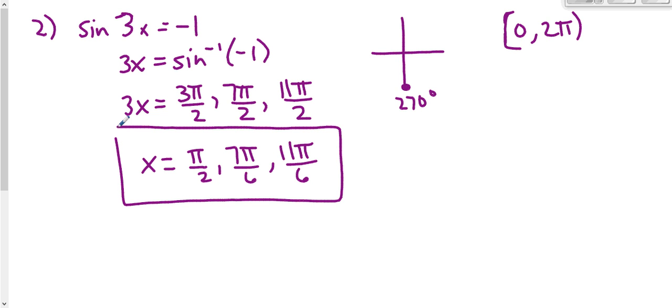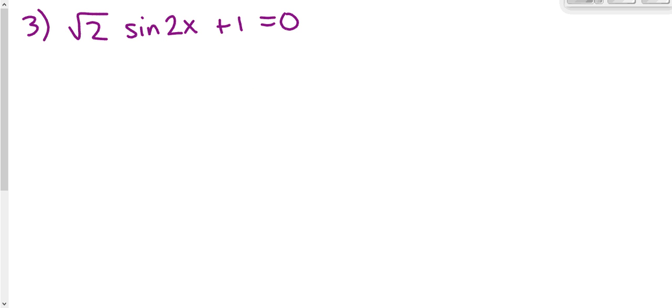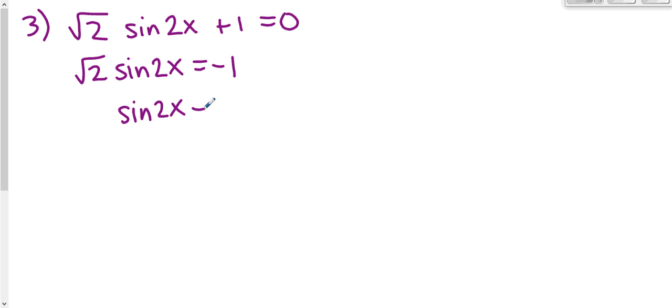Okay, let's take a look at number 3. Okay, this problem maybe looks more complicated. It's not really more difficult, it's just that it has a few more steps. So we're going to start by subtracting 1 from both sides. And then dividing both sides by square root 2. Remember, for the sake of finding the exact value, you don't have to rationalize that fraction.